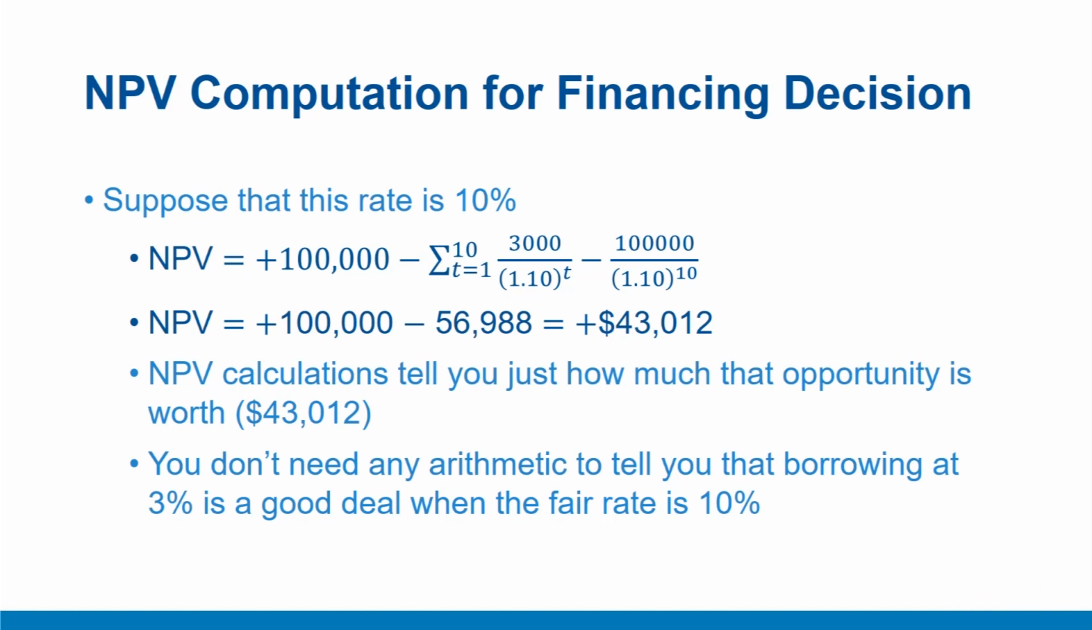Of course, you don't need any arithmetic to tell you that borrowing at 3% is a good deal when the fair rate is 10%. But the NPV calculations tell you just how much that opportunity is worth, that is 43,012. It also brings out the essential similarity between the investment and financing decisions. To summarize, in this video, we found that the NPV computation of a liability, that is financing, is the same as that of an asset. The computation offers an important quantitative estimate of the worth of the financing opportunity.